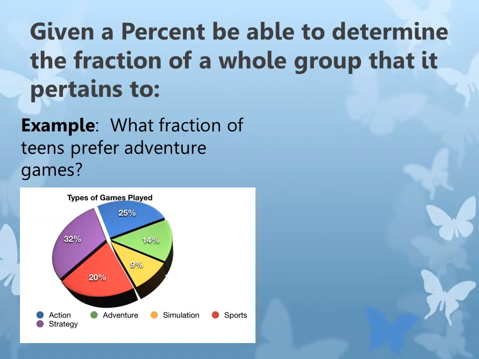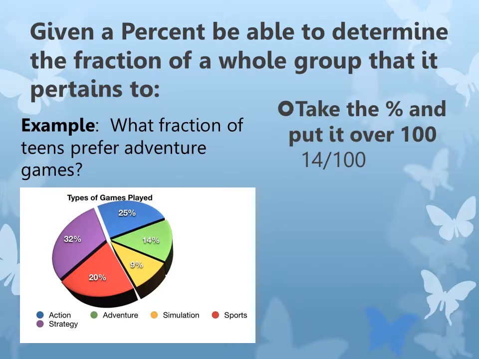Okay, what if I give you a percent and ask you to change that to a fraction, okay? So this one, you can do this. It says, what fraction of teens prefer adventure games? So if we take a look at our pie chart again, green is for adventure, so that's 14%.